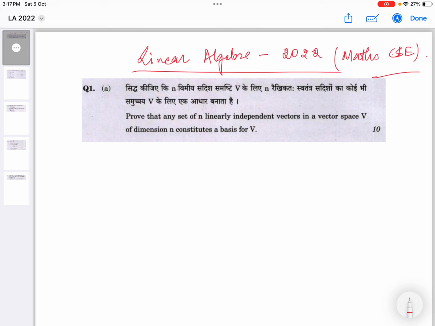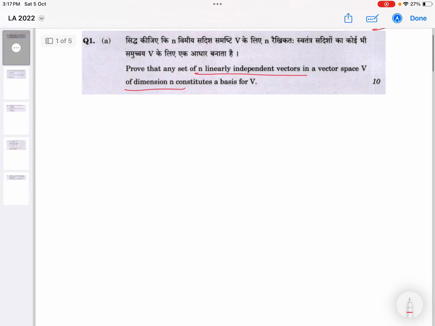The first question is, prove that any set of n linearly independent vectors in vector space V of dimension n constitute a basis for V. In order to solve this question, first we need to know the definition of basis. So, what is the definition of basis?